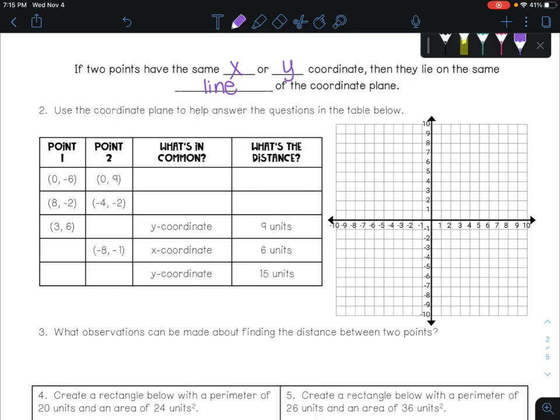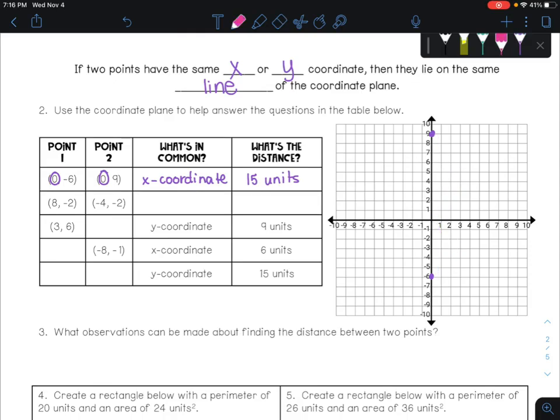All right? So we have the point 0, -6, so over 0, down to the -6. And then we have the point 0, 9, so over 0, up to the 9. Okay? Now, what's in common here? Their first value is in common. The first value is the x coordinate. What's the distance? Well, we can count, or we can just do the math. How far apart are 9 and -6? 9 is 9 away from the middle, 0. -6 is 6 away, so that's a total of 15 units. If you'd like to count each little jump, you totally can.